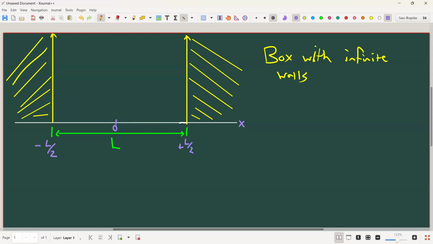We can also set it up so that this is 0 and this is L. We'll get the same answer, it doesn't matter. I think it's a little easier just to put 0 in the middle, as we'll see in the line.